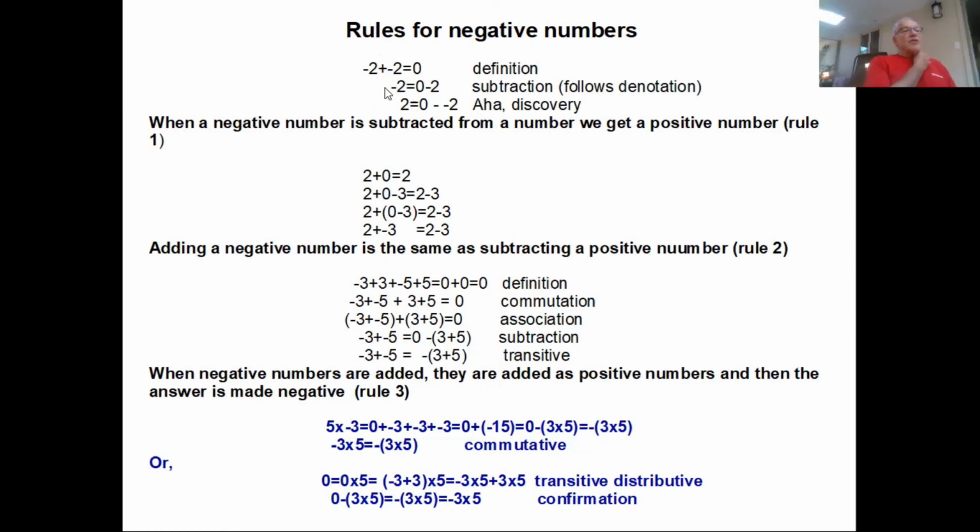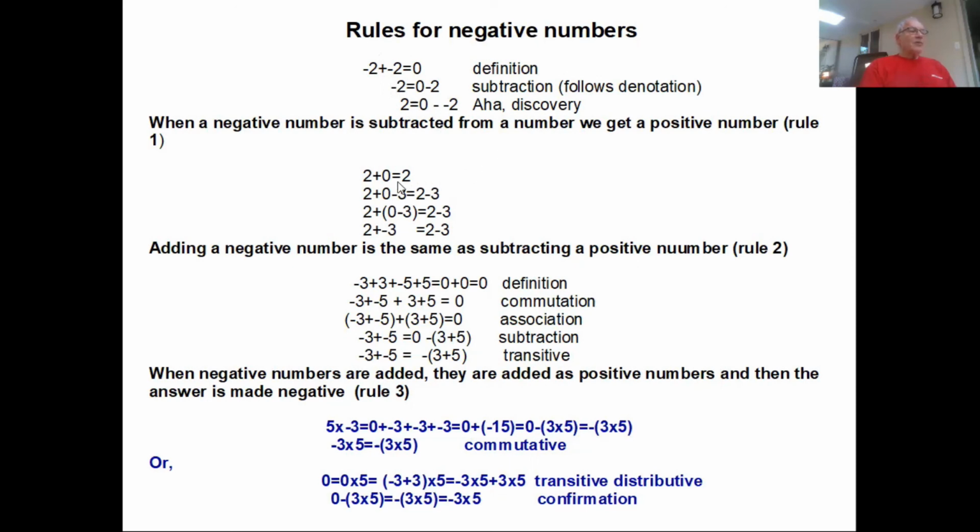Negative 2 is equal to 0 minus 2. Well, that's how we define negative numbers. But suppose we subtracted the negative number. We get 2 is equal to 0 minus minus 2. Aha, a discovery. When a negative number is subtracted from a number, we get a positive number. Rule number 1.